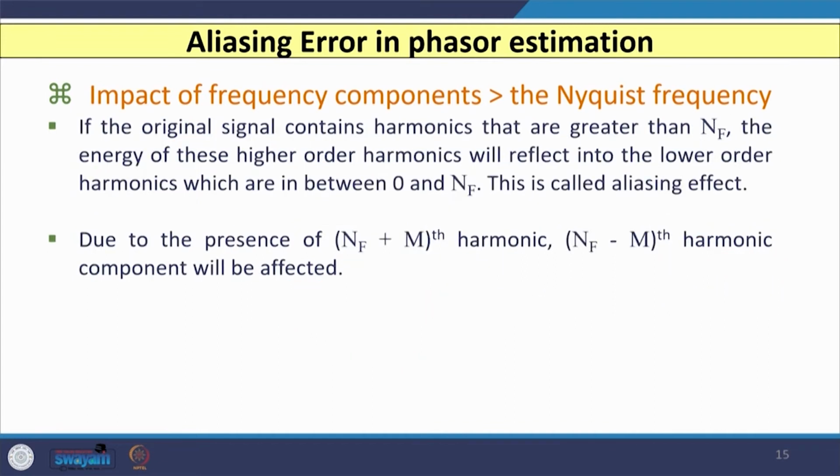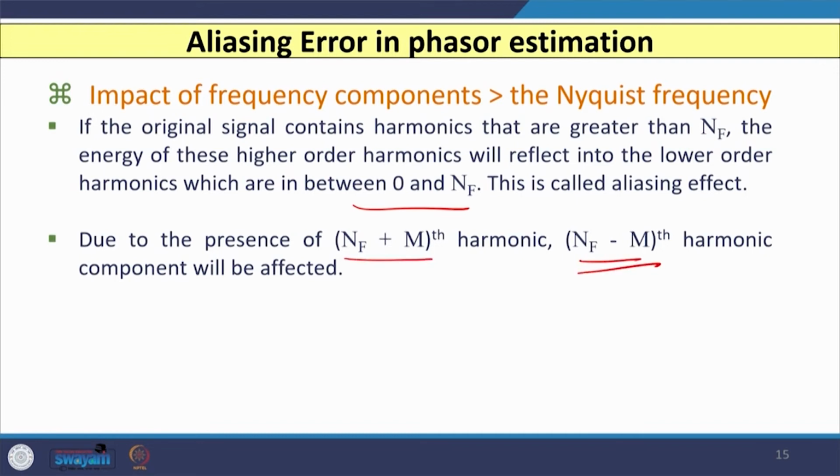If the original signal contains harmonics greater than the NF which we have calculated, then the energy of these higher order harmonics is going to be reflected on the lower order harmonics, between 0 and NF, and this effect is known as the aliasing effect. So, because of the presence of the NF plus mth harmonic term, the NF minus mth harmonic component will be affected.